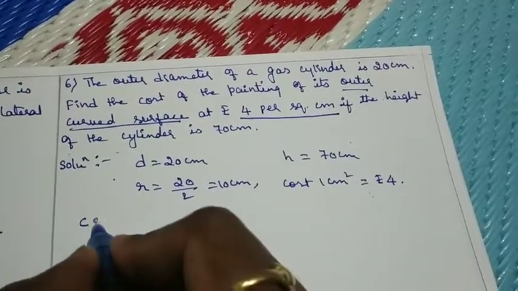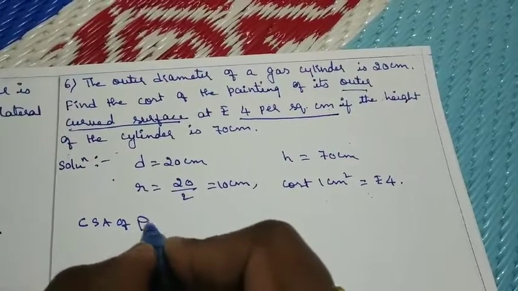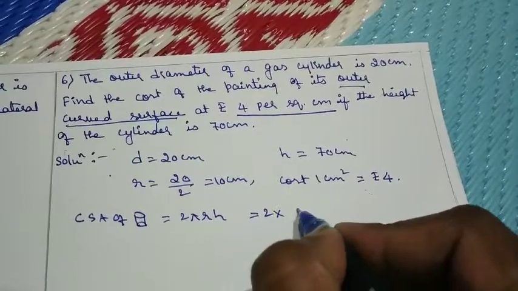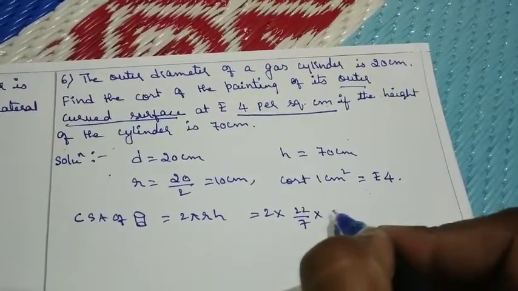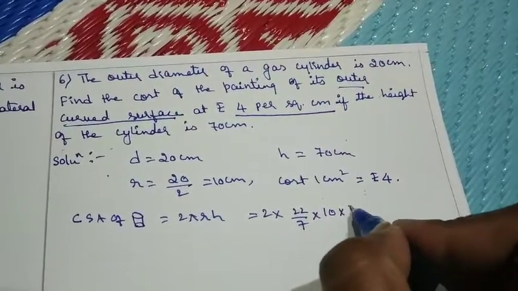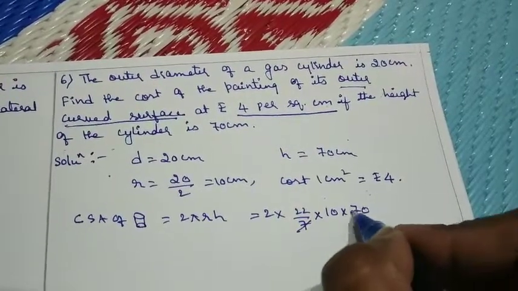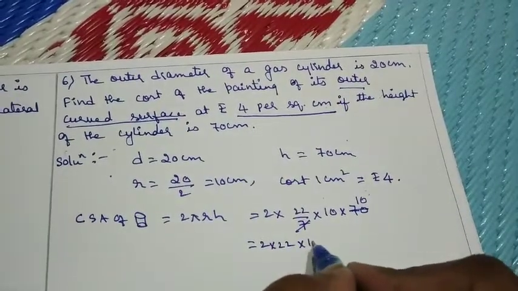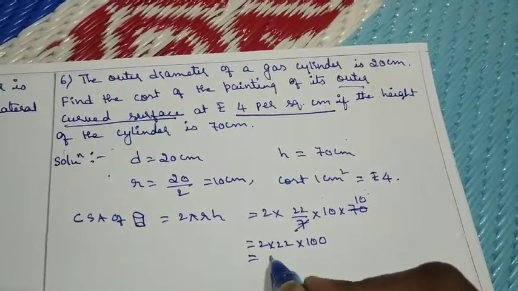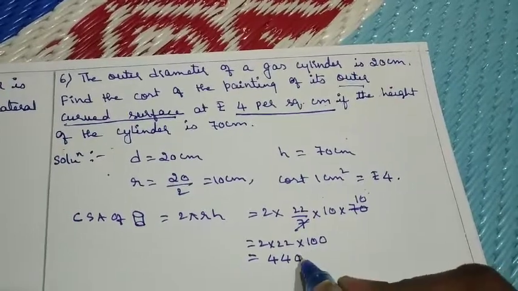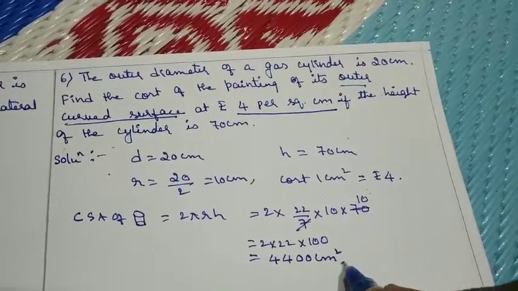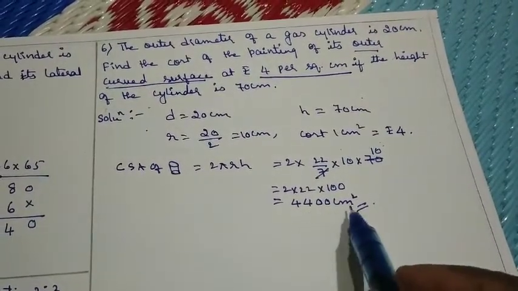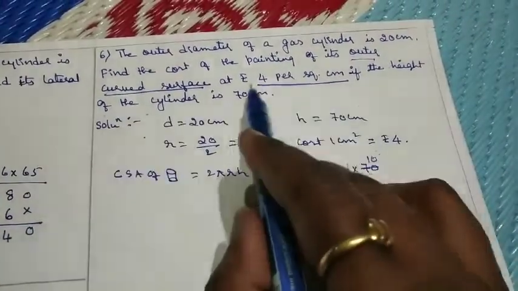So CSA of cylinder equal to 2 pi r h. Substitute the values: 2 into 22 by 7, and the radius is 10 and the height is 70. So 7 ones are 7, 7 tens are 70. Then 2 into 22 into 100. Then 22 twos are 44 and the 00 as it is, centimeter square. So here we got CSA of cylinder is 4400 centimeter square, but he is asking the cost.